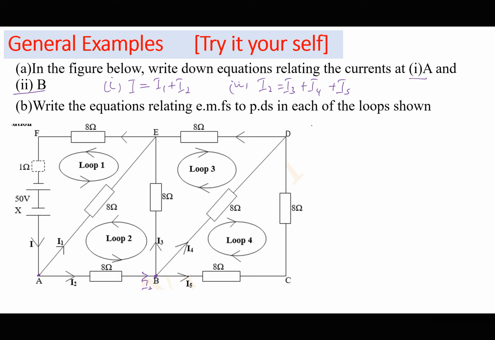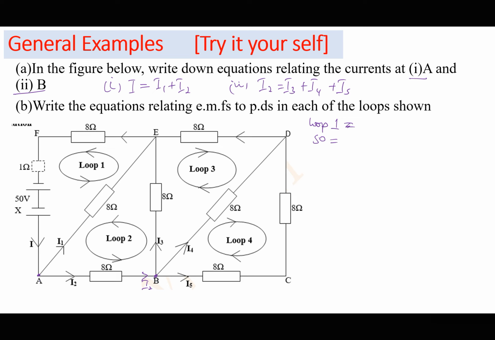Okay, let's start with loop 1. Now you are becoming experts in writing out EMFs and PDs. Loop 1 is anti-clockwise. So loop 1 is from A to E, E to F, F back to A. When I move from A to E, E to F, F back to A, the EMF is positive. So this is going to be positive 50 volts. That is the sum of the EMF.